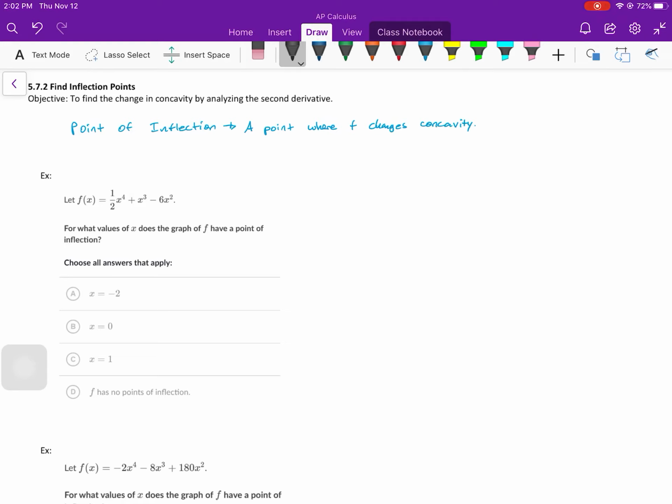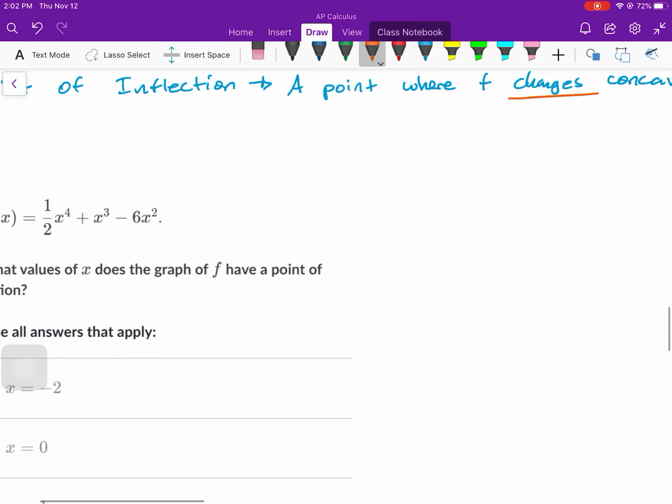But what's different about the point of inflection is we're going to start with where the second derivative is 0 or doesn't exist. But it needs to change concavity. It has to change from positive to negative there. So we have to test it to determine if it is a point of inflection.